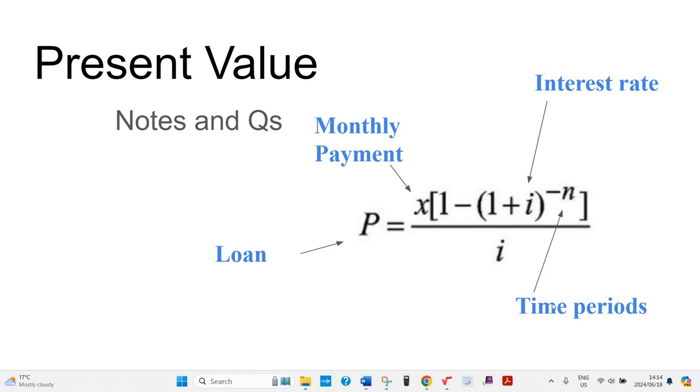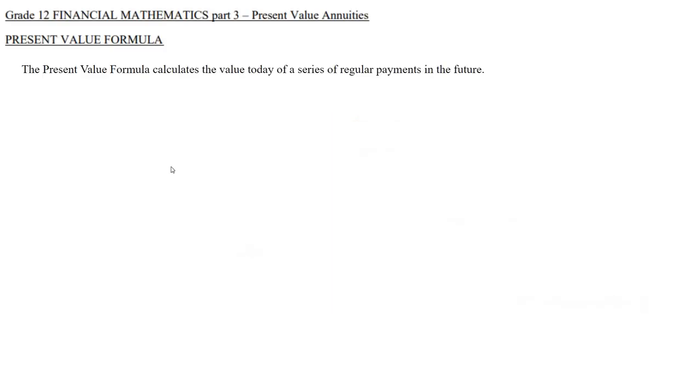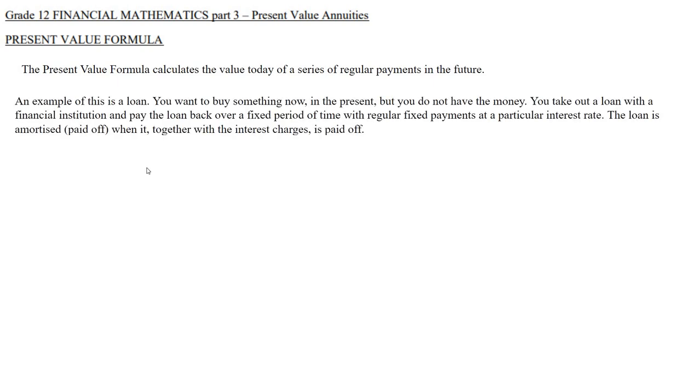I goes where I is, and N is the number of time periods, like how many months you're making the payments. It's all the same letters, but hey, this is negative. We're going to figure out why it's negative. It's really just derived from the future value formula. When you take out a loan from a financial institution, you pay it back over a fixed period of time with regular payments. That's your X.